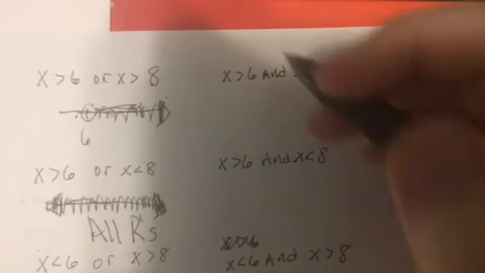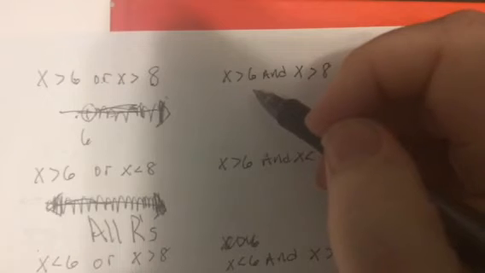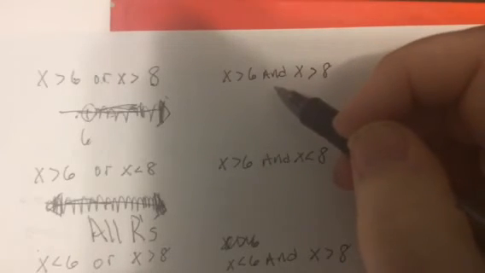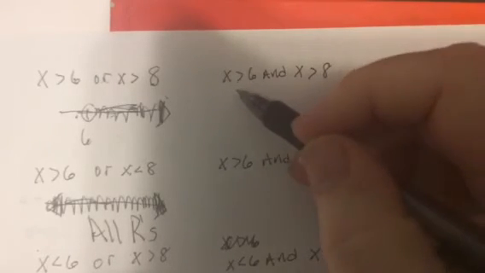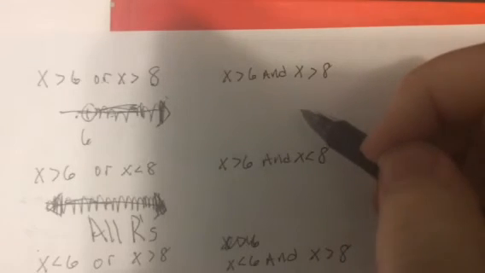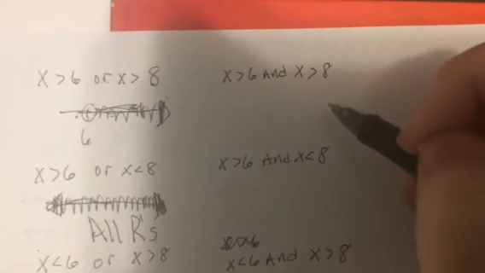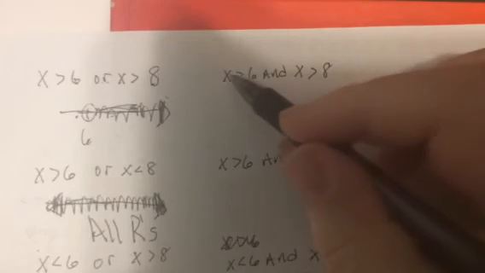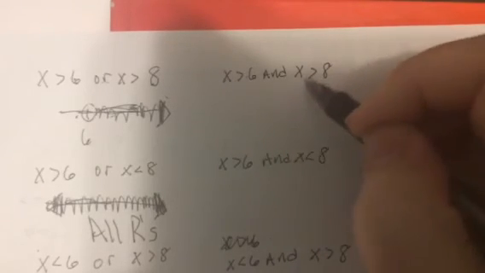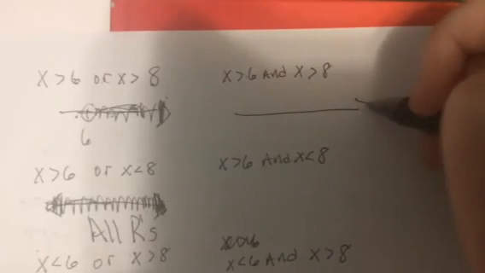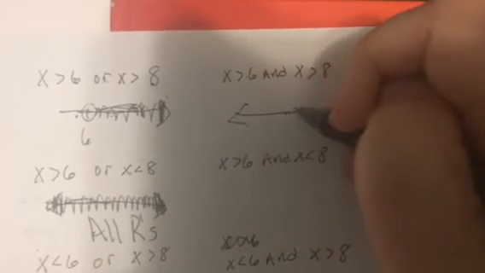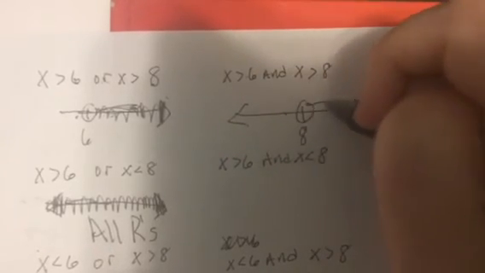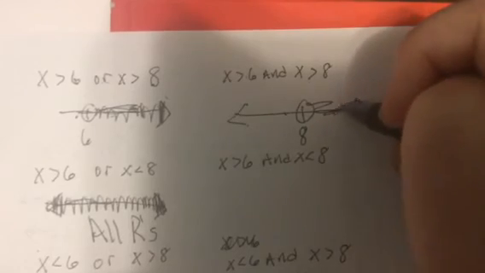Okay. Now, greater than 6. So, 6 is going this way. 8 is going this way. Well, where are they shading on both? Well, it has to be greater than 8. The number 7 is bigger than 6, but it is not bigger than 8. So I need bigger than 8.